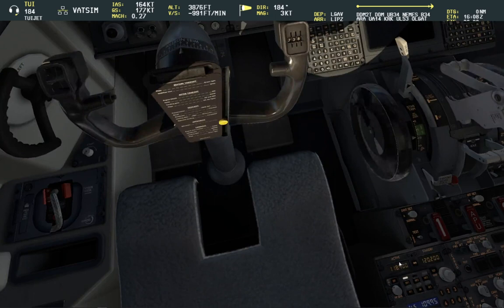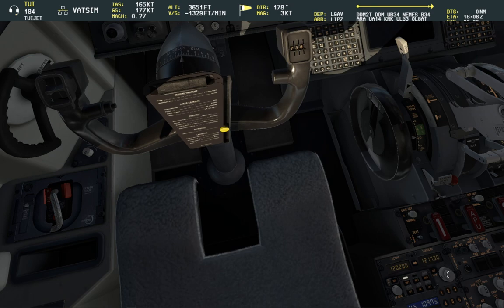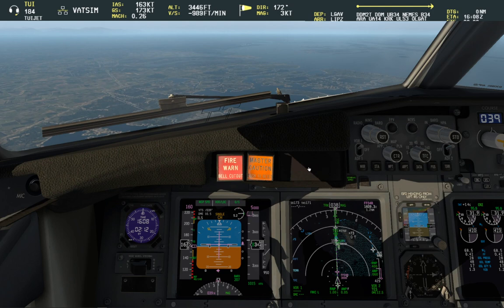Yeah, 1217. Venezia Tower, buonasera, TUI Jet 184, ILS 4 right. TUI Jet 184, runway 04 right, continue approach. Continue.